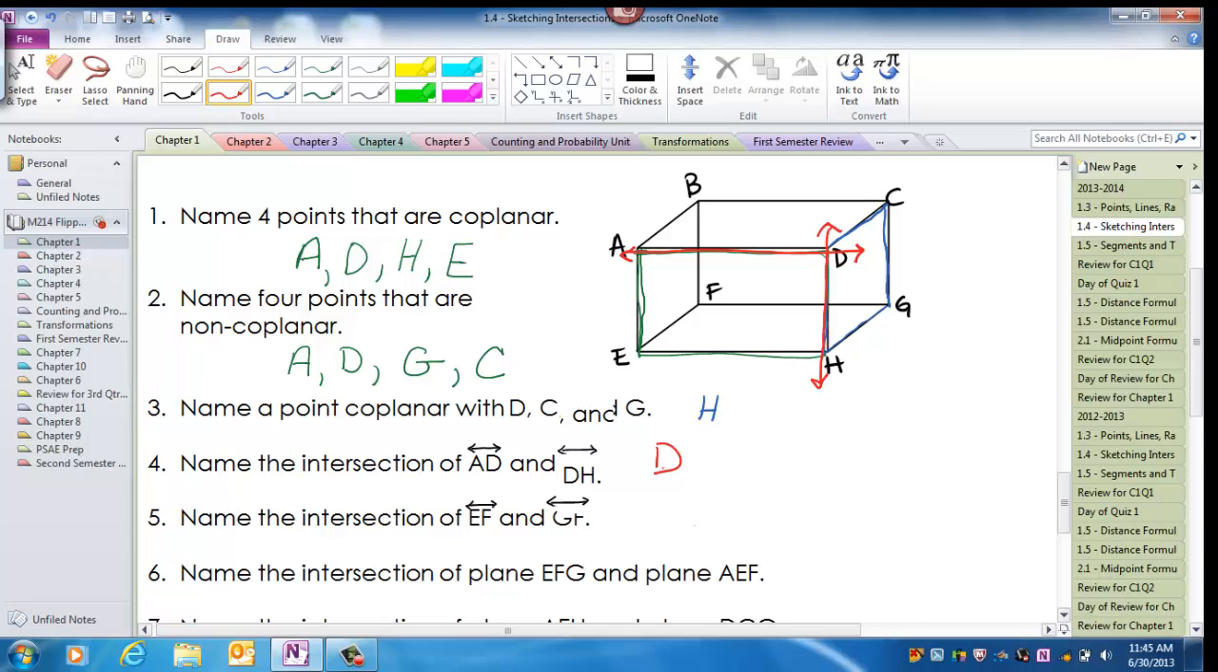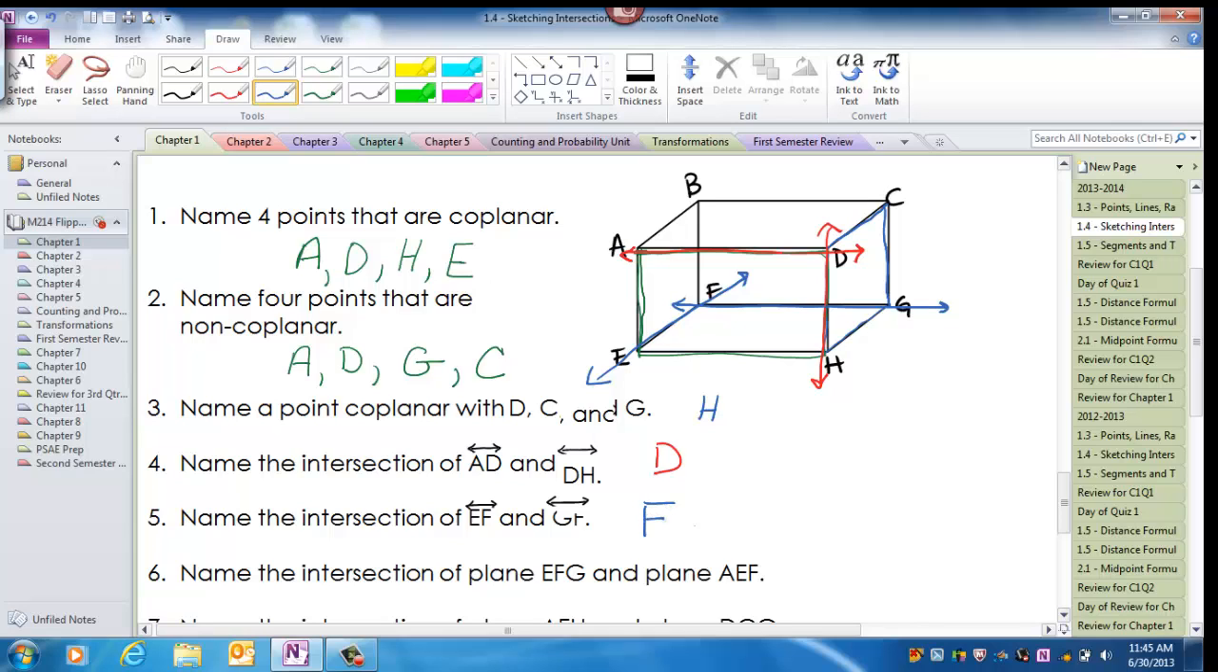Number 5, name the intersection of lines EF and GF. Well, again, we have 2 lines and 2 lines intersect at a point. So let's outline these lines, line EF and line GF. Okay, so what is the point where the 2 blue lines come together? That would be point F.